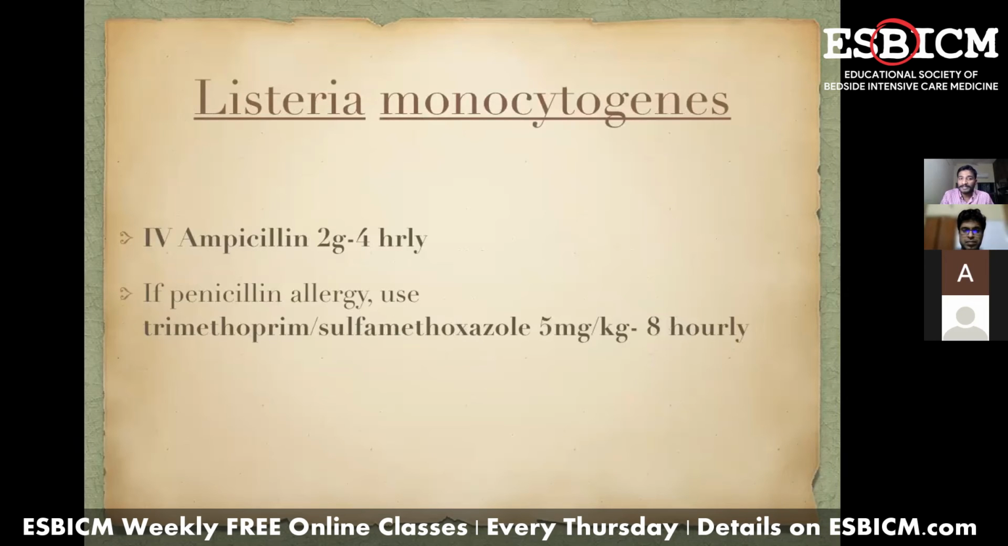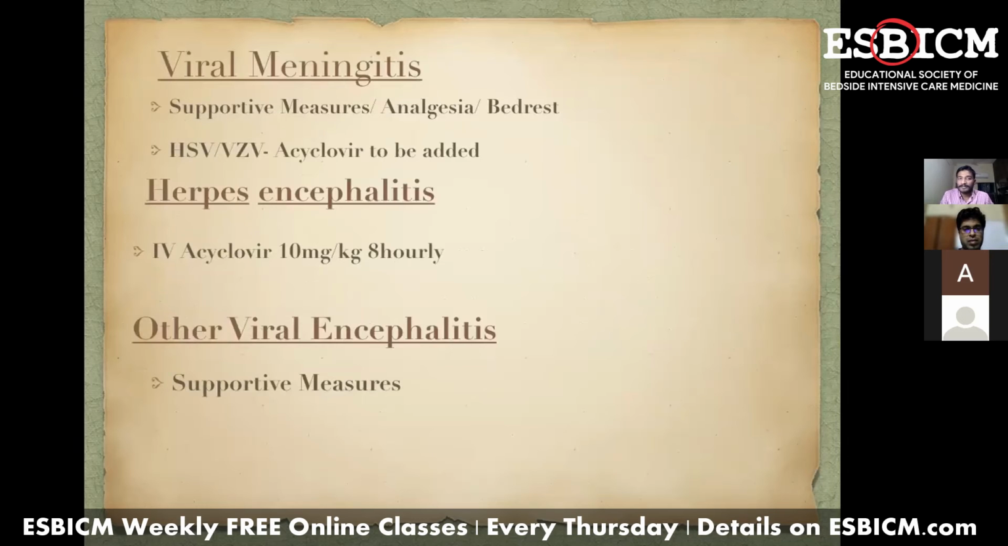Listeria, we give ampicillin, and if there is penicillin allergy, we use trimethoprim-sulfamethoxazole 5 mg per kg every 8 hours. And then for viral meningitis, we use supportive measures. It usually heals on its own. It improves gradually. So we have to give supportive measures and analgesics and bed rest.